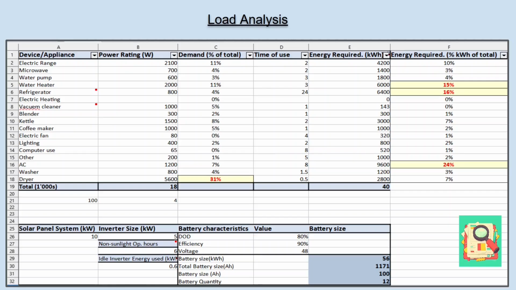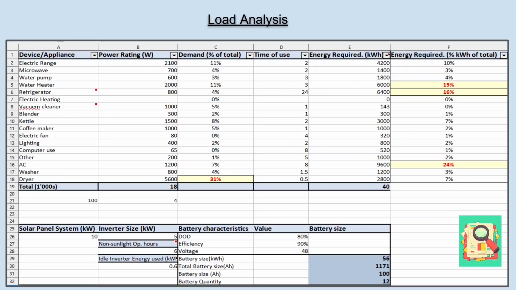Converting the battery size in terms of kilowatt hours to total battery size in ampere hours, we get 1171. Then we divide this number by the battery size of 100 ampere hours, and we get our answer of 12 batteries rated at 100 ampere hours, all of them operating at 48 volts.